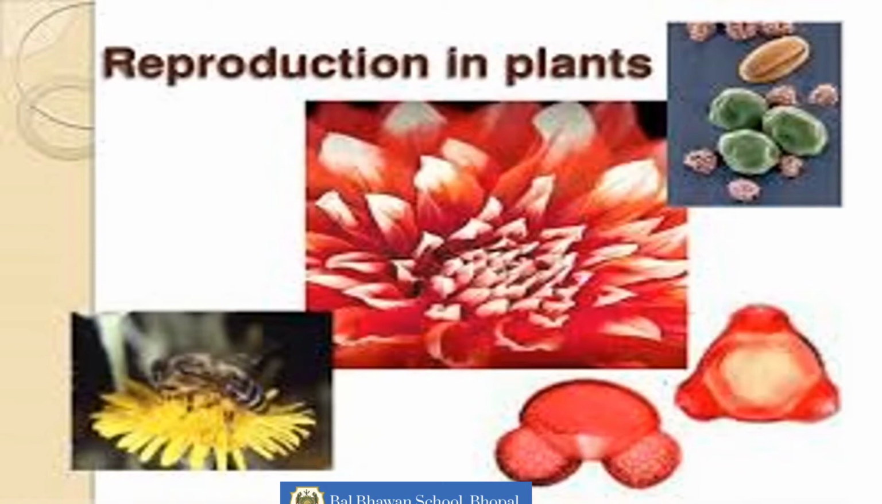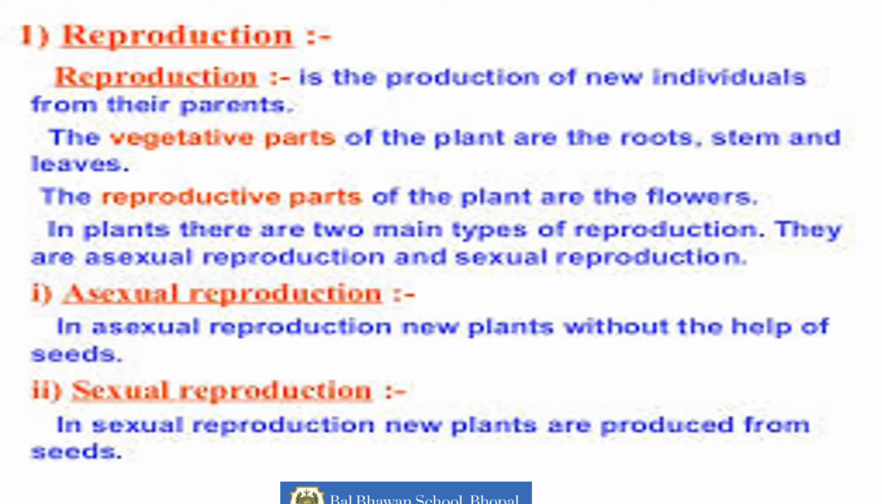We have already completed the chapter Reproduction in Plants. Today, we are going to have a quick recap of this chapter. Now, let's start with the definition of reproduction. So, what is reproduction? Reproduction is the production of new individuals from their parents.